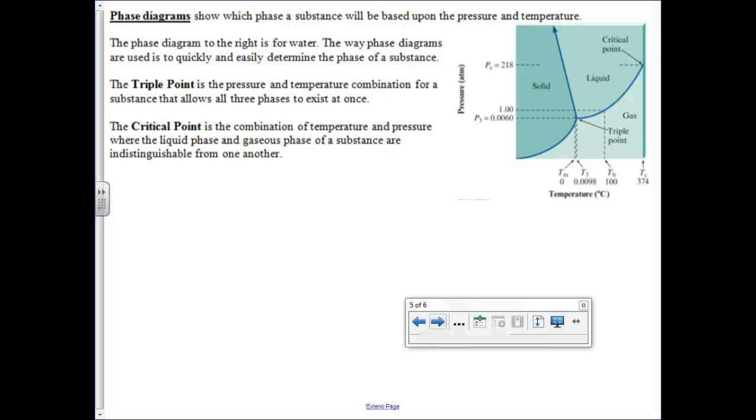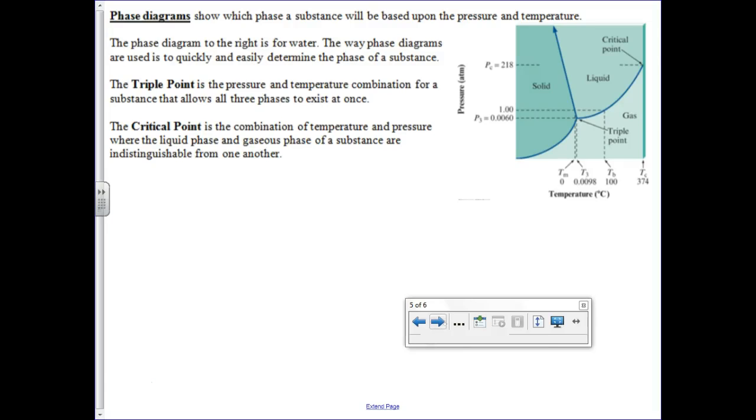Okay? So for example, let's say I said, hey, you have 1 atmosphere of pressure and the temperature is 50 degrees Celsius. What phase are you in? Well, we could find 1 atmosphere of pressure, trace it over until we hit around 50 degrees Celsius, and the point we're at is right here.